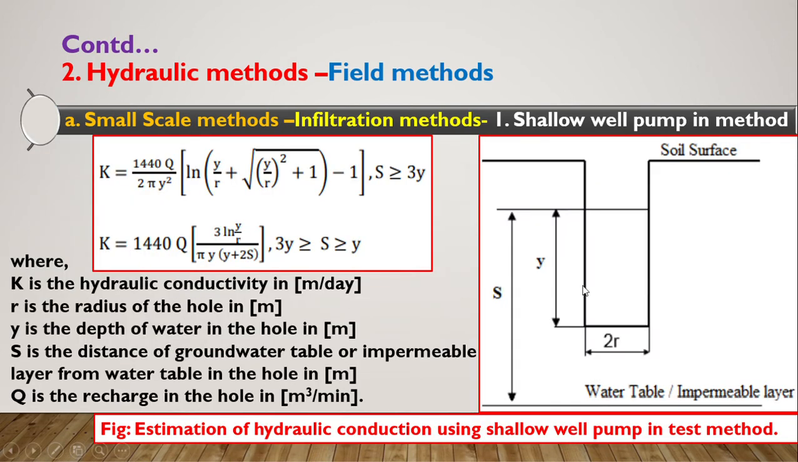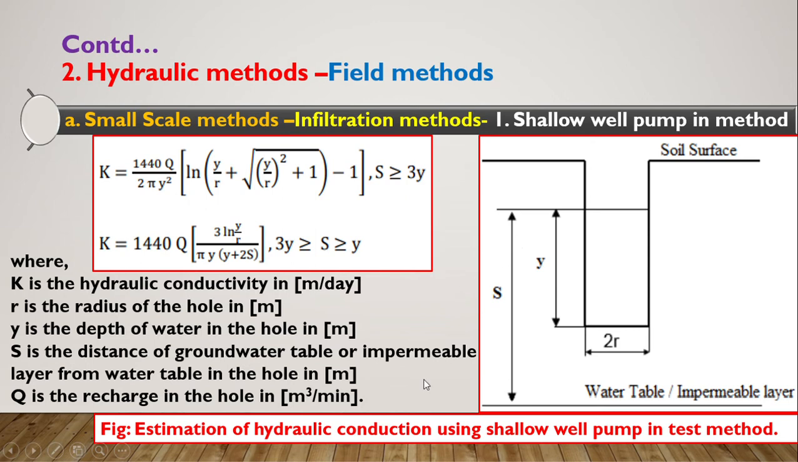This is the figure for that. This is the shallow hole having a diameter 2r. The constant head of water maintained inside the hole is y. So we will maintain the y amount of water in the hole. This is the water table. We are making the hole above the water table, and the infiltration rate is measured after saturation of the soil. This will be the equation used for finding the K value here. This is an equation derived by some scientists.